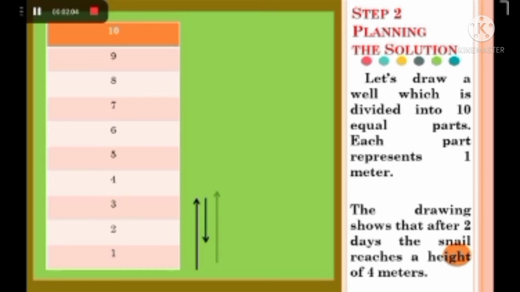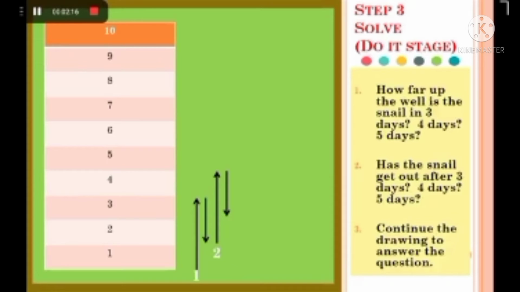So the drawing shows that after 2 days, the snail reaches a height of 4 meters. So step 3, solve. How far up the well is the snail in 3 days? In 3 days, the snail reaches 5 meters. How about 4 days? In 4 days, the snail reaches 6 meters.